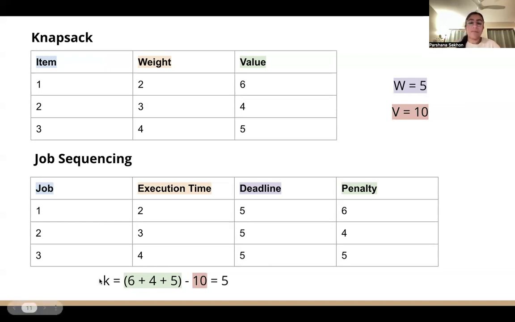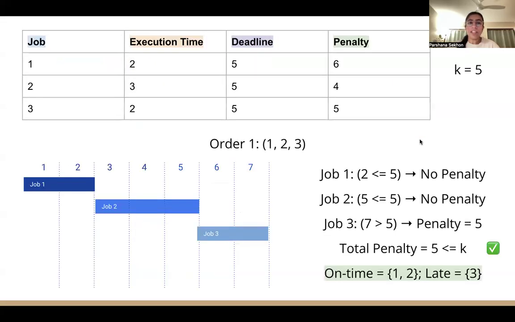So going back, our K is going to be the sum of all of our penalties, or the sum of all of our values, minus our capital V, which is 10, and we get 5. If we were to produce a solution for job sequencing, where we do the order, say, 1, 2, and 3, just to skip through a little bit, we will see that job 1 and job 2 finish on time by their deadline, and job 3 does not finish by its time, so it incurs a penalty. And we see that the penalty is within our bounds of our threshold K.